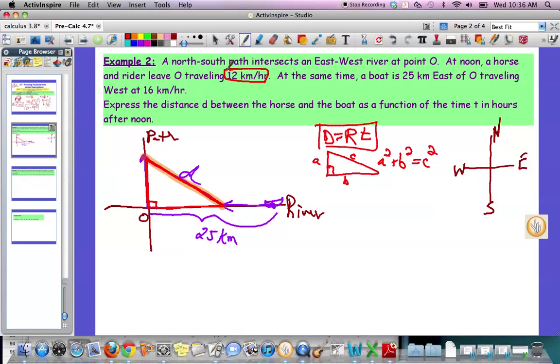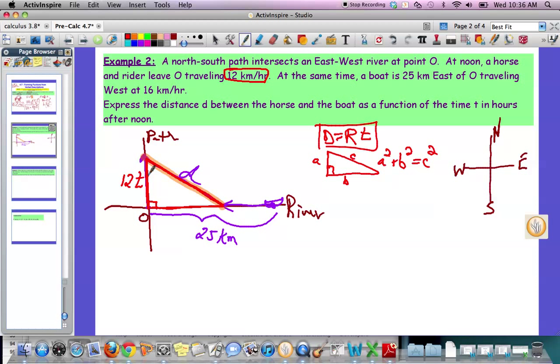Okay. So what we have on this one right here is the distance would be 12t. 12 times t. Just like if you're driving a car, it might be 60 times t. Or if you're walking, it would have been 5 times t. In this case, it's 12 times t. The boat is a little harder. Not a lot, but a little bit.